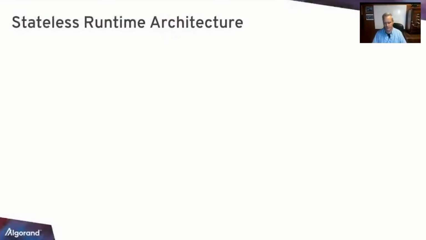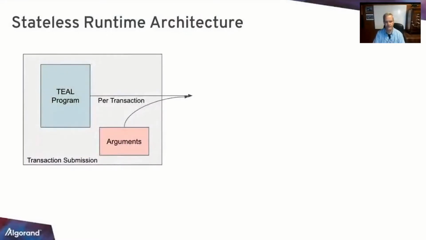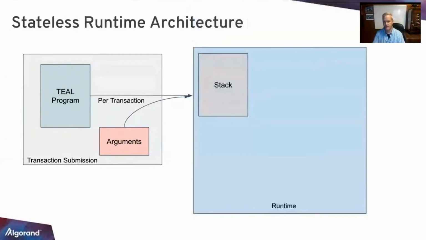First thing is, in a stateless smart contract, anytime you submit a transaction that involves a stateless contract, that means if you're going to have an escrow and this escrow wants to pay Bob, well, you're going to submit a transaction from the escrow to Bob. You supply the TEAL program and a set of arguments associated with that per transaction. The node itself has a stack engine. TEAL processes the smart contracts using a stack engine. We'll get into details on that in just a second.